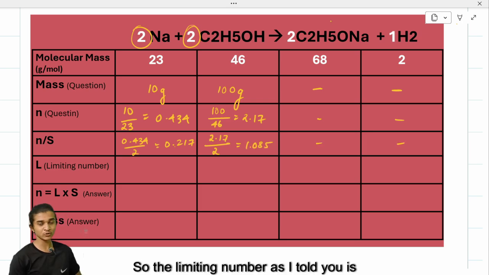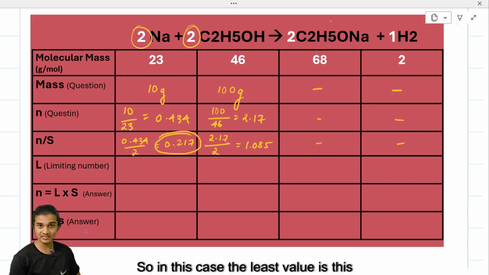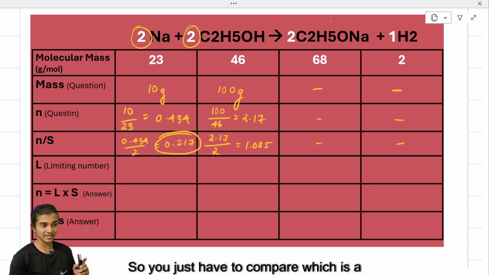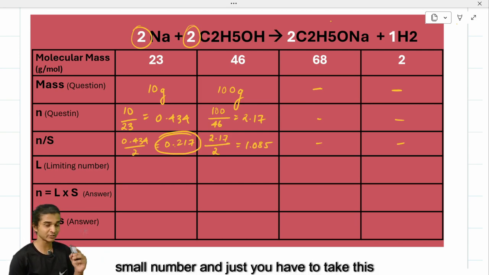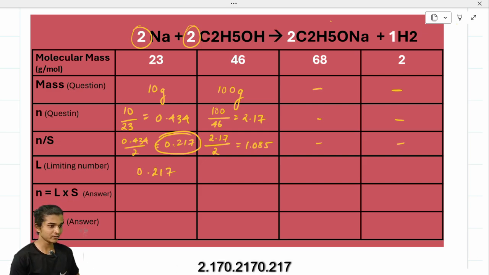The limiting number, as I told you, is the one which has the least value in the above table. In this case the least value is 0.217. Now this limiting value is going to be the same throughout the whole column. So you just have to compare, take the smallest number, and enter it throughout the data: 0.217, 0.217, 0.217 and 0.217. That's it.